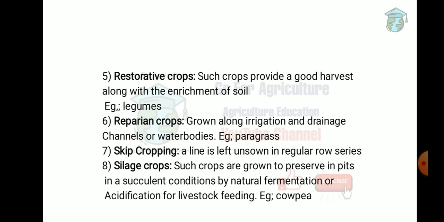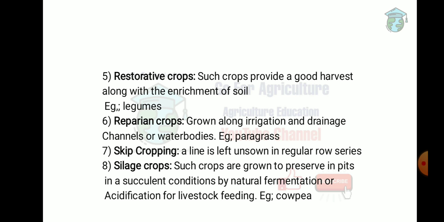Next question, such crops that provide a good harvest along with the enrichment of soil are known as restorative crops. So here crops are grown for harvest also along with enrichment of soil. This is called restorative crops. Example is legumes.